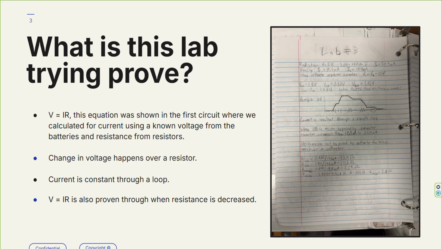And this V equals IR equation comes up many times. We saw it again when we bypassed the 100 ohm resistor. So basically we took it out of the equation. So you'd expect resistance goes down. If voltage stays the same because of the same batteries, that resistance going down means that current has to go up, which is what we did see. We saw the current going up to about 18 milliamps. And there's all this data here. So we really did try to prove this voltage equals current times resistance physics equation.